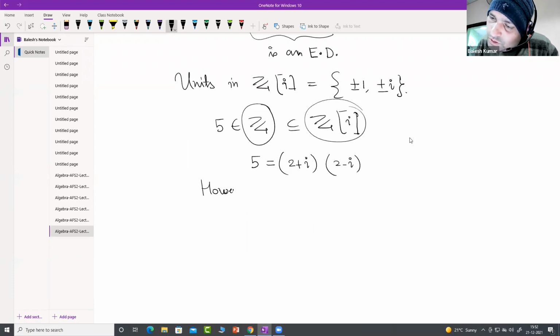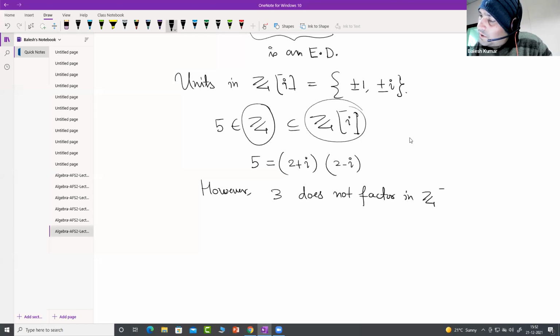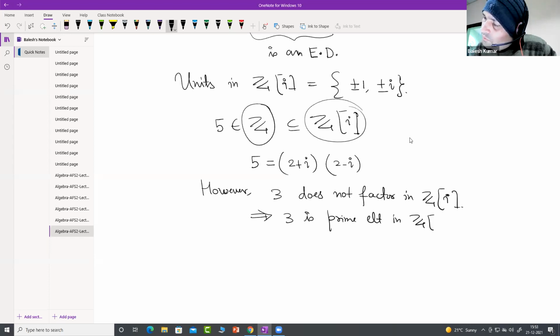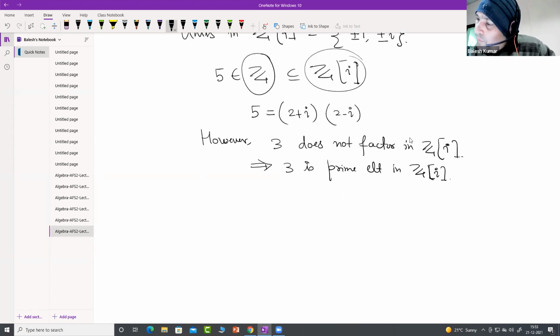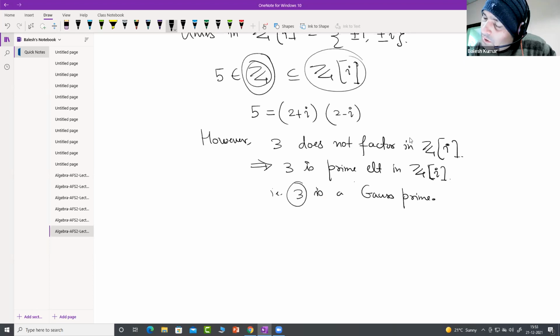However, we also discussed that three is a prime element. Three does not factor in Z[i], and so this implies that three is an irreducible or prime element in Z[i]. So we will distinguish the prime elements in Z and Z[i] by saying that the prime integers which are still prime in Z[i] are called Gauss primes. So three is a Gauss prime, which means this is still a prime element inside Z[i]. Of course it is prime in Z, but the word Gauss prime says that it is still a prime inside Z[i].